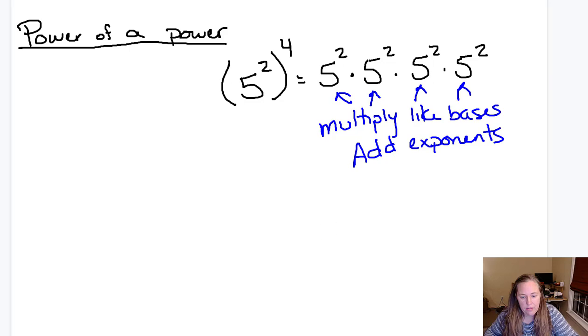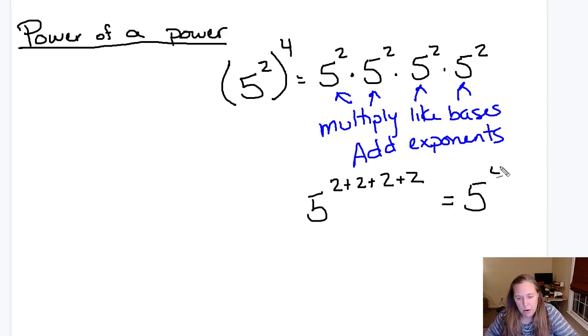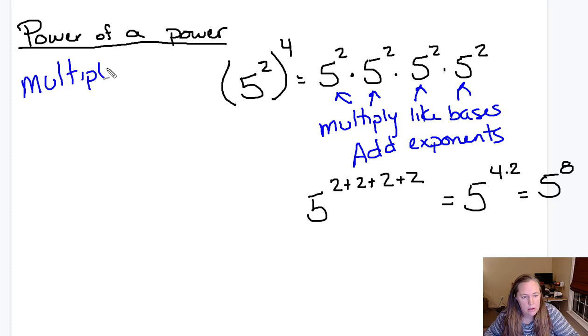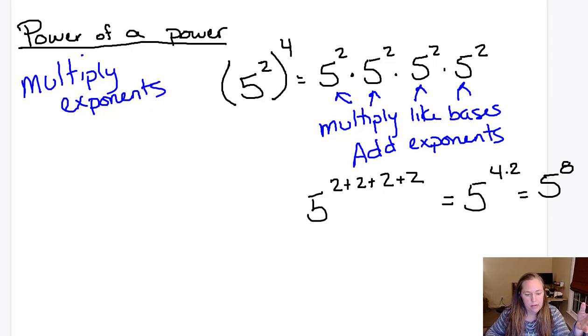So this is 5 to the 2 plus 2 plus 2 plus 2. Another way you can say that, because there's 4 2's, is you can say 5 to the 4 times 2, otherwise known as 5 to the 8th. So when you have a power of a power, you multiply exponents. I'm going to erase this.